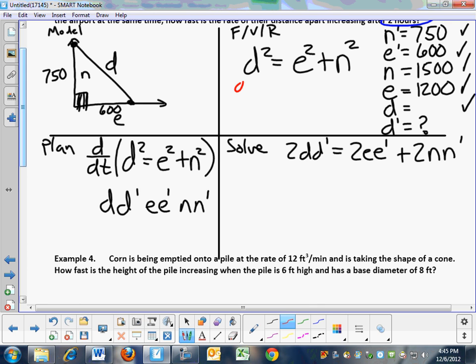Well, that's not too hard. d squared is going to be equal to 1500 squared plus 1200 squared. I can use the Pythagorean theorem. Square root both sides, come up with 1920.93.